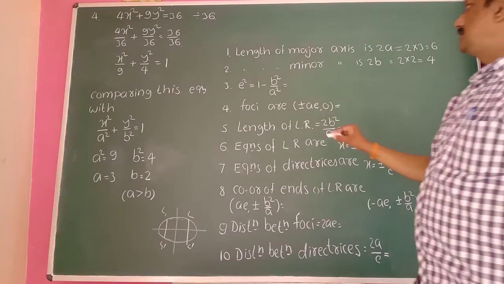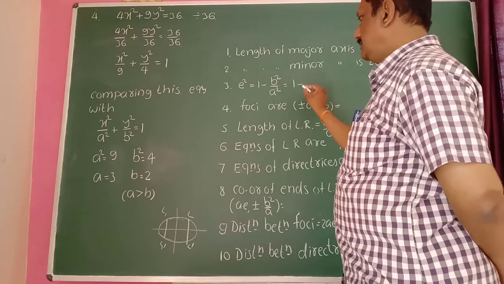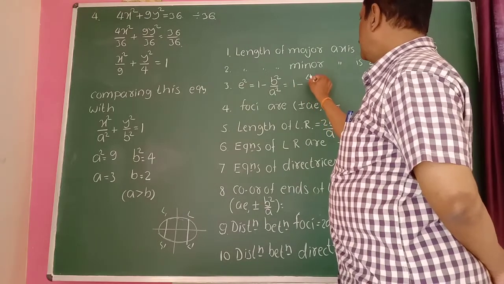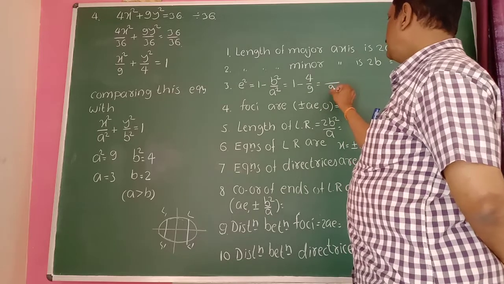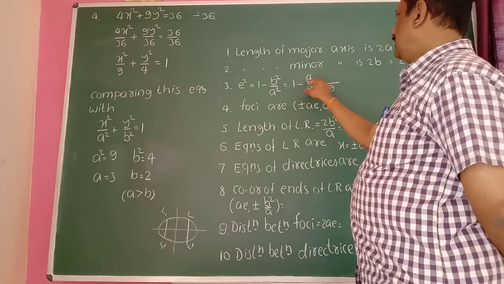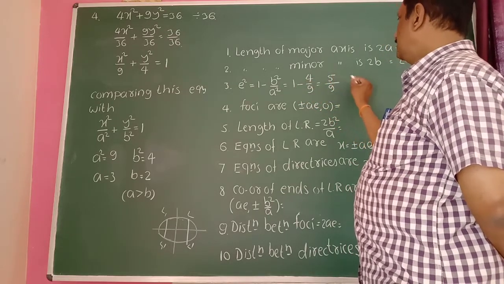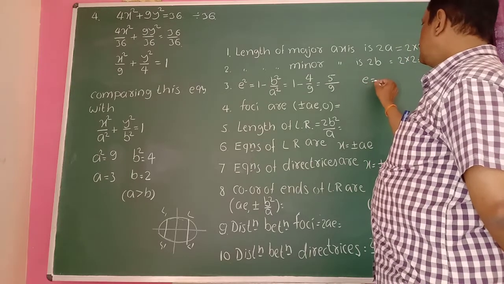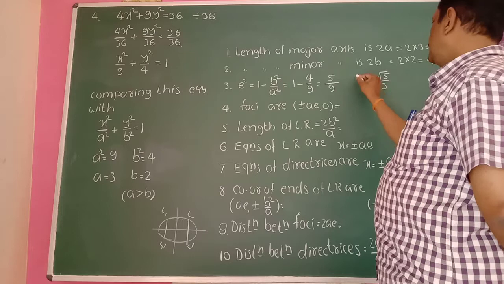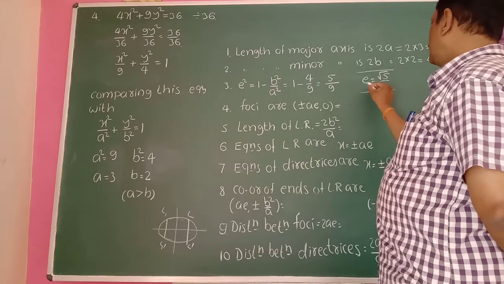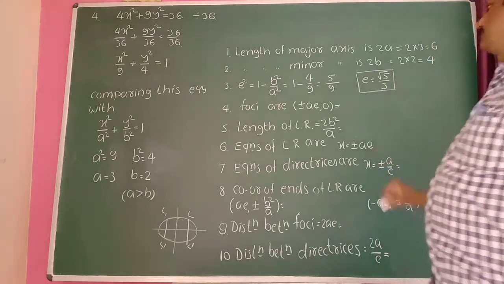Then the eccentricity is root of 1 minus 4 divided by 9. So the LCM is 9, 9 ones are 9, 9 minus 4 becomes 5. Therefore, the eccentricity is root 5 divided by 3. Root 5 divided by 3 is the eccentricity.